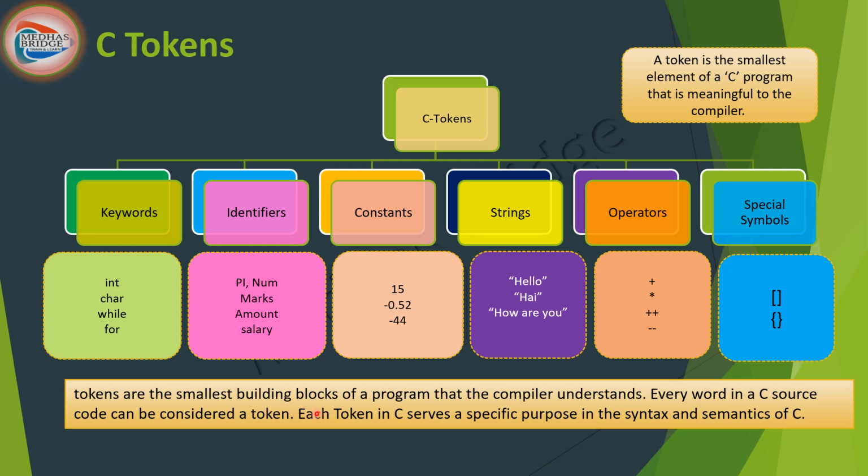Tokens are the smallest building blocks in a program that the compiler understands. Every word in C source code can be considered as a token. Each token in C serves a specific purpose in the context and semantics of C. Got it? It's a very general concept. Each and everything within the C program is called a token, and you have to understand how the tokens are classified and how the compiler understands and processes them to convert a high-level language program into a machine-level language program, which is where we see that exe file which runs on the actual hardware to produce the output.